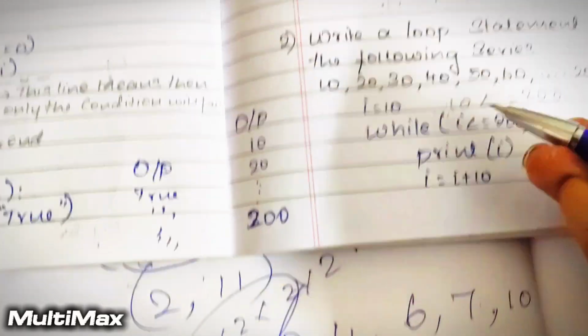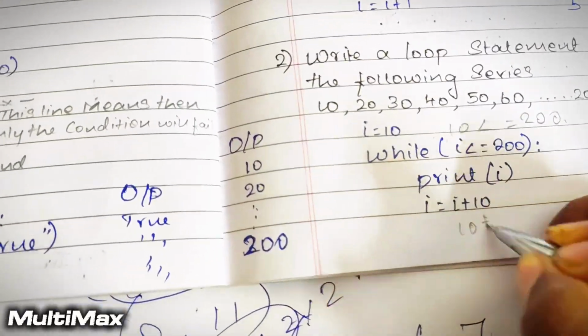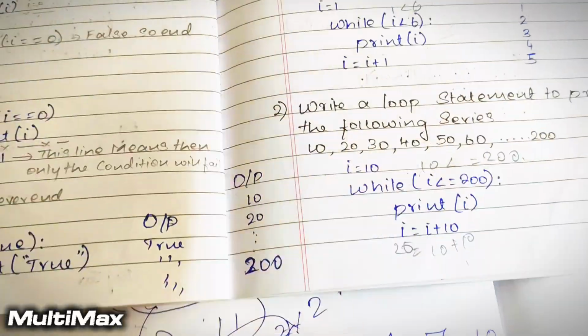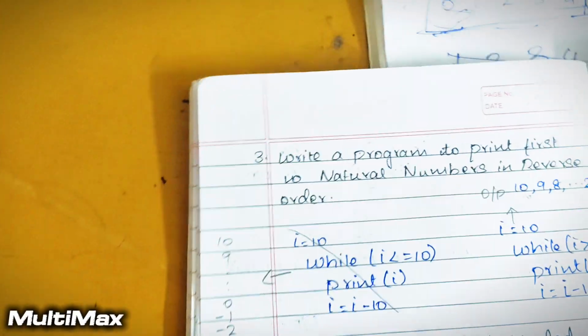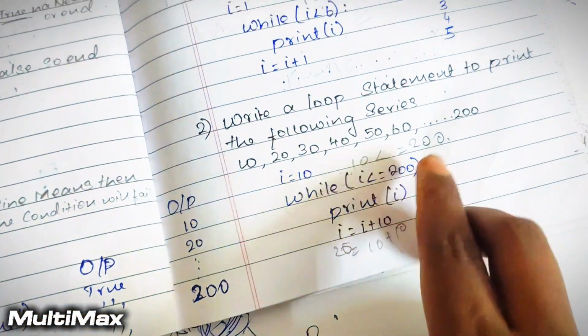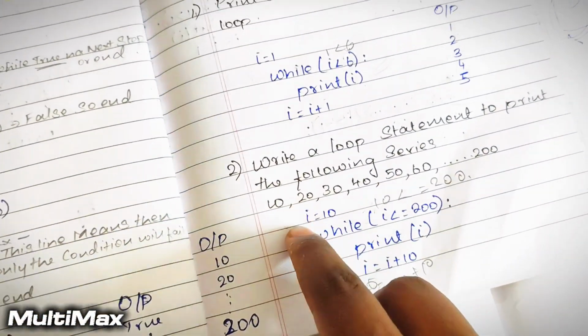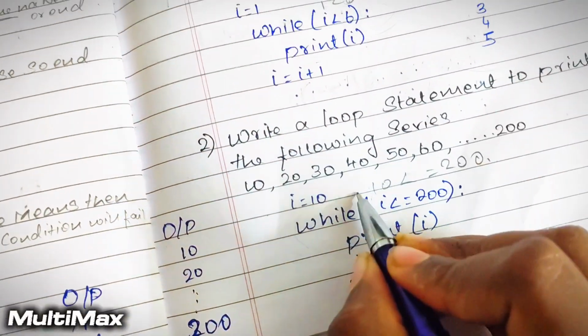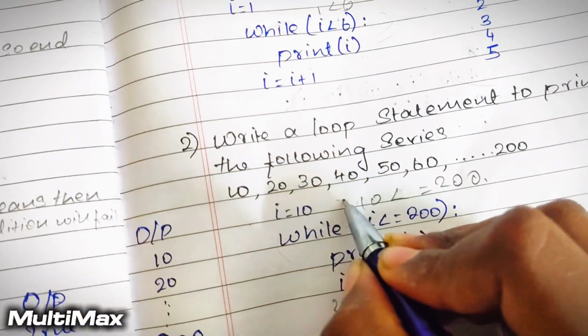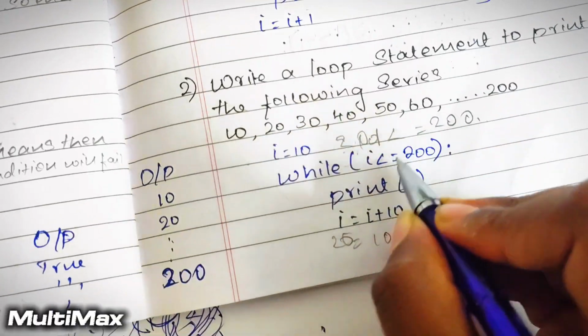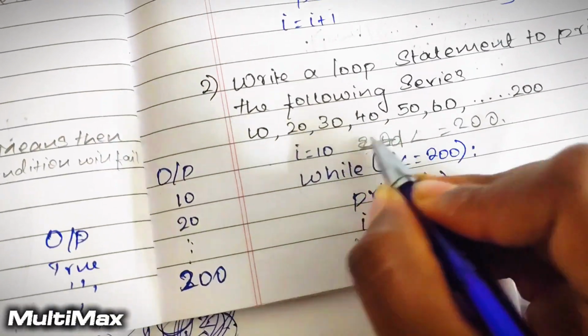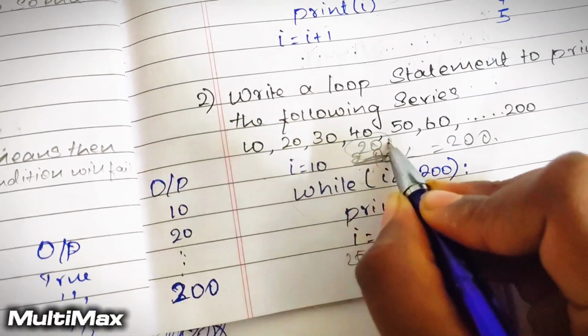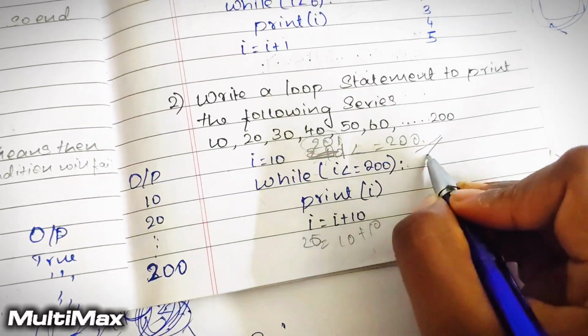Which is 10 plus 10 equal to 20. Like that it will print. We are moving here, up to 200 we will print, less than or equal to. Up to 200 it will come. After that, 201 will not satisfy. 201 is the greatest thing, so that time it will fail and it will stop.